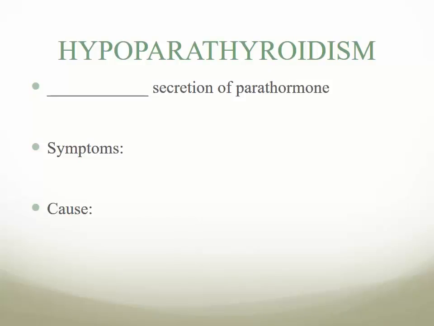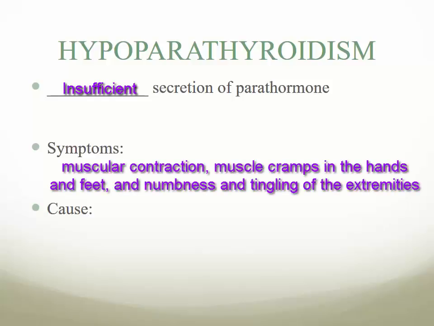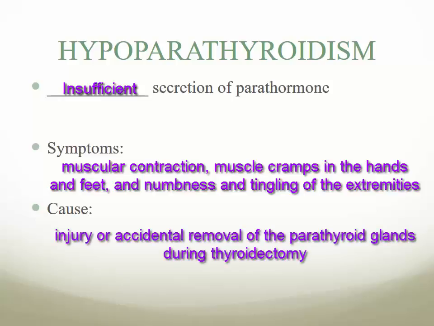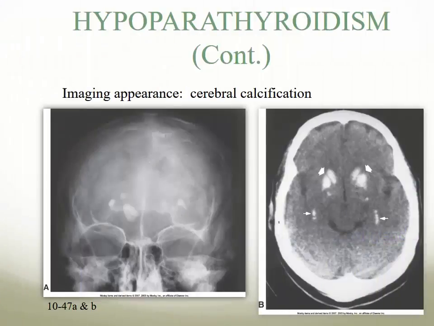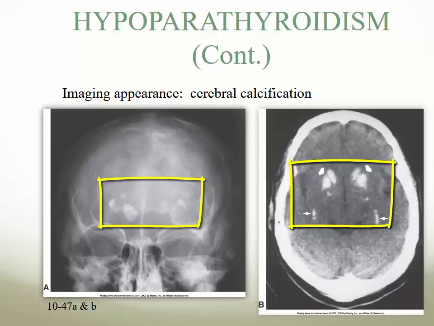Hypoparathyroidism is a result of insufficient secretion of the parathormone. It causes sustained muscular contraction, muscle cramps in the hands and feet, and numbness and tingling of the extremities. The cause may be injury or accidental removal of the parathyroid hormones during a thyroidectomy. The imaging appearance is cerebral calcification, and that can be visualized in both skull radiography or in a CT of the head.